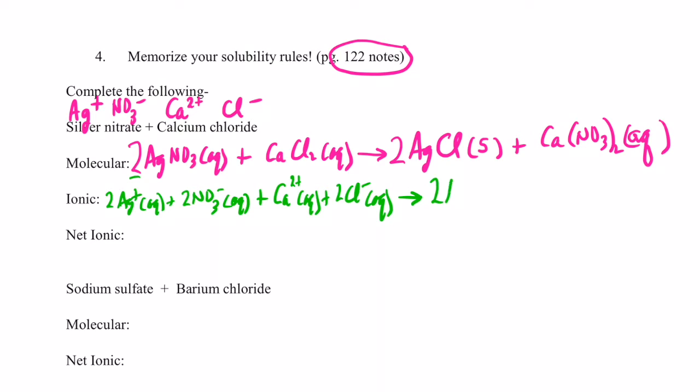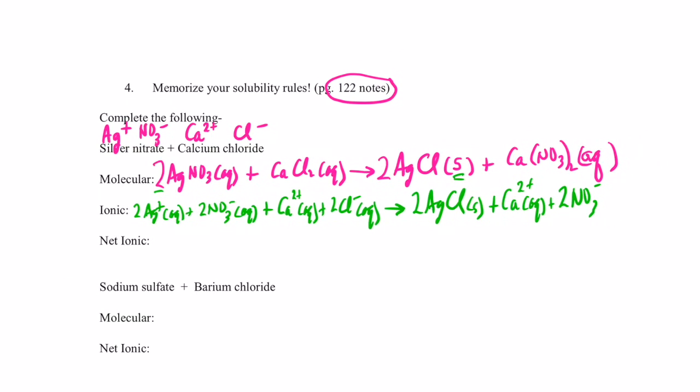Now AgCl, we do not dissociate. It's a solid, kiddos, so water does not pull it apart. And the calcium nitrate we do, it's AQ, so calcium ions are surrounded by water, and we have two nitrates that are surrounded by water as well. So that is our ionic equation.